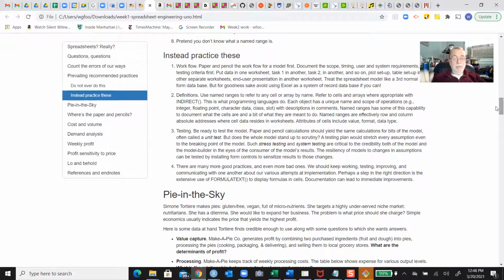Okay, pretty important point. And here are some things to practice. Please read through these. Don't worry about the indirect function yet. We'll worry about that next week or the week after.